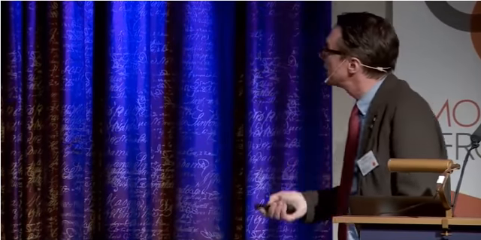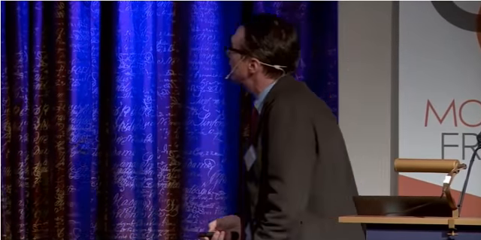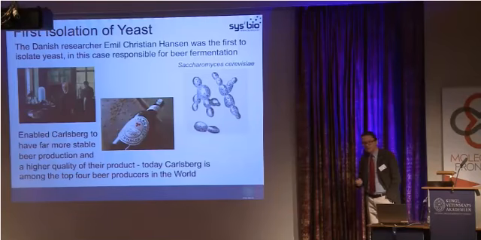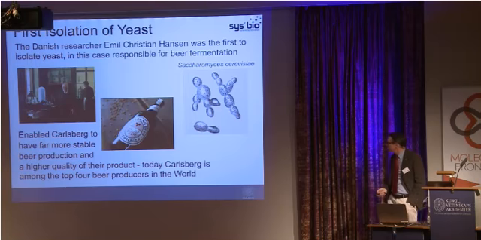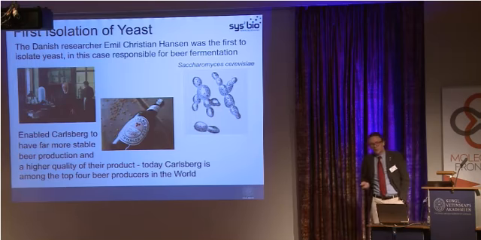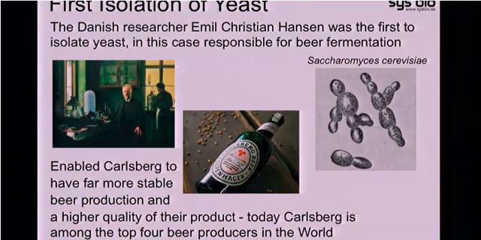It was, however, the Danish researcher Emil Christian Hansen who was the first to isolate yeast. So he isolated yeast. Here are some of his microscopic pictures. He worked at the Carlsberg laboratory, and he was interested in that to improve the quality of beer making.